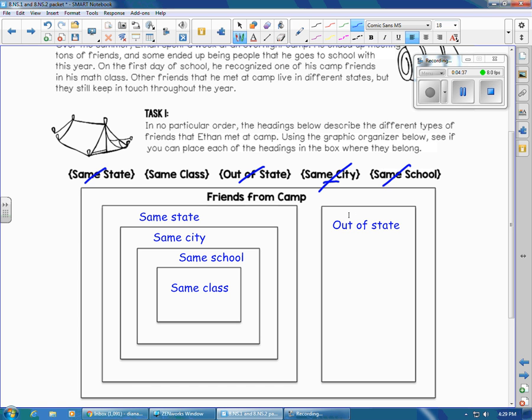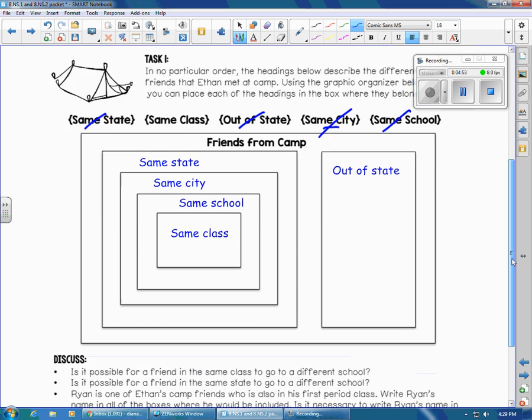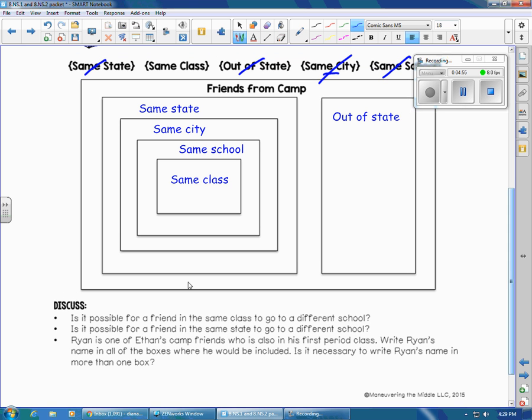Okay? Now over here, we've got the box of friends that he met from camp that live out of the state that he lives in. So if they don't live in the state that he lives in, they of course can't live in the same city or the same school or the same class. I hope that kind of makes sense. Is it possible for a friend in the same class to go to a different school? So can you be in this class but not be going to this school? No, because the class fits inside the school. So that would be no.